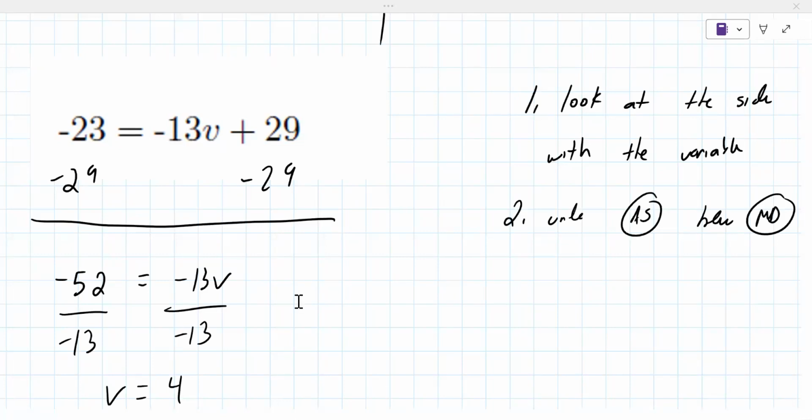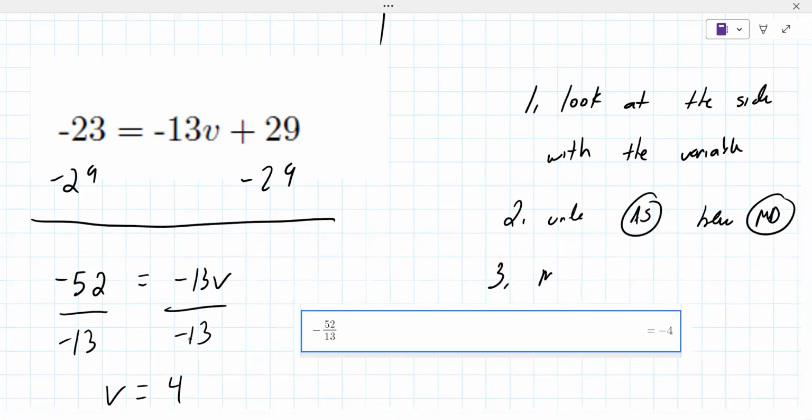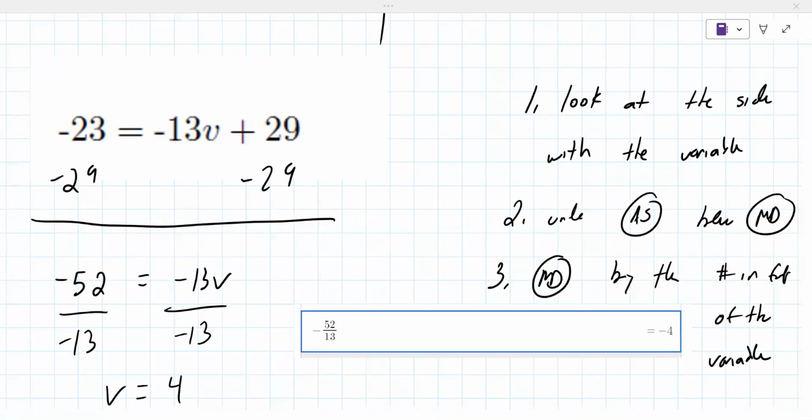So I just snipped this in here so you can see what it looks like when you use that Desmos scientific calculator. But basically, you've got to look at the side, figure out where the variable is. You just look at that side only, undo addition and subtraction before multiplication and division. You always multiply or divide by the number in front of the variable. Okay. Whatever that means, in this case.